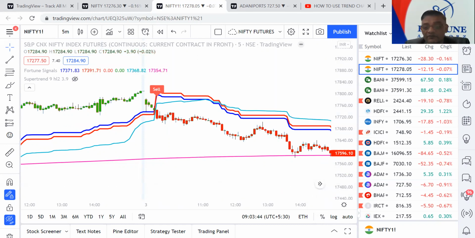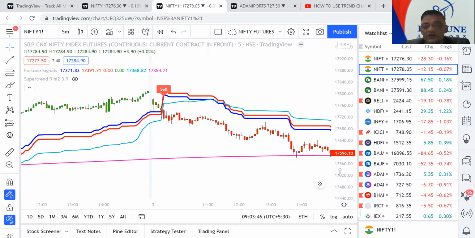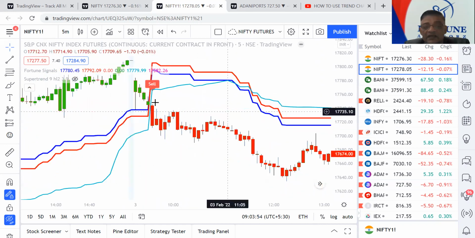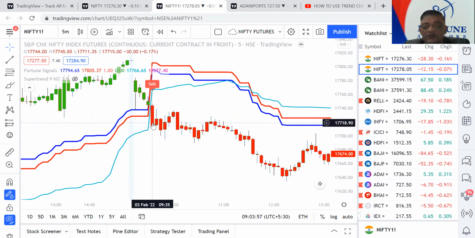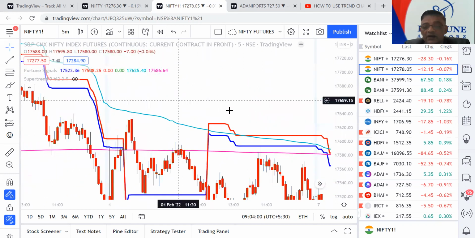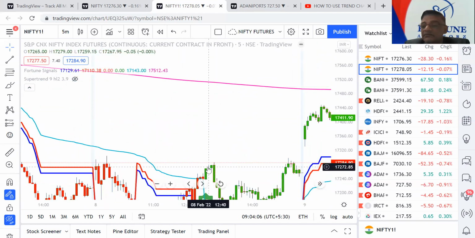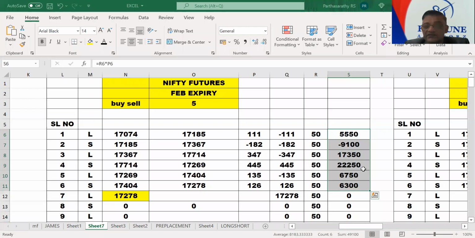Now I've marked, let's say, let's talk about this. So we sold at 17,711, which is the low of this candle where the sell came. So I've taken down this sell, and whenever it gives a buy, I will take the buy only at the highest price. I will initiate my buy at the highest price. So I marked this in my Excel sheet. This is my Excel sheet for Feb expiry, totally 7 entries. Until now, we already made 41,100 rupees in one lot.